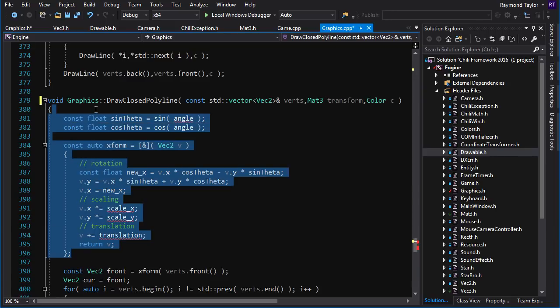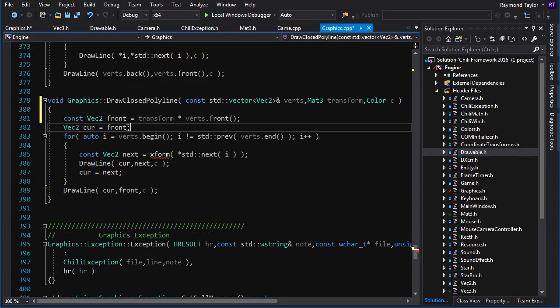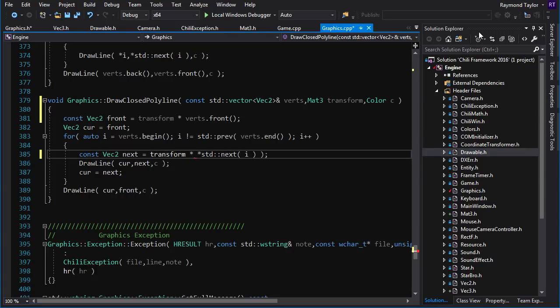We don't need this anymore. Go away. So front is equal to verts.front times our transformation. So whenever we see xform, we replace that with times transform. Transform times this. And that's pretty much it, I guess. That's it. Yeah, there you go. You're done. That should work.